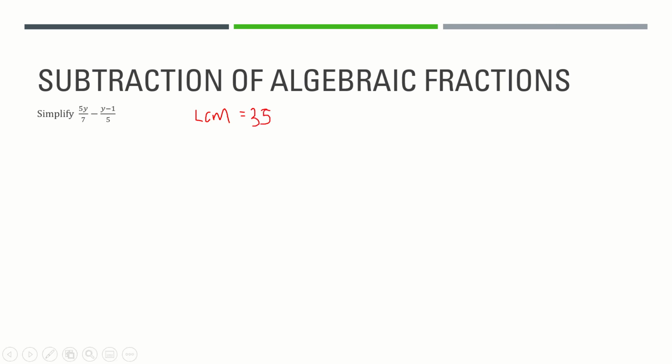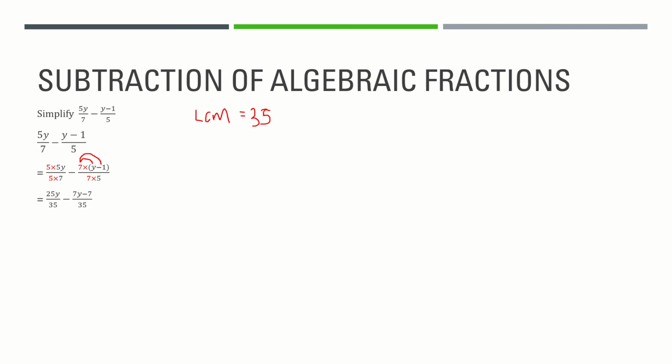Okay, so we need to multiply 5 to the left fraction and 7 to the fraction on the right. Because you're multiplying 7 to the fraction on the right, you will put brackets first because you have two terms to multiply with. Simplify them. So 5 times 5y gives you 25y over 35 minus, here applying the rainbow method, 7 times y gives you 7y, and then 7 times negative 1 gives you negative 7 over 35. So now the fractions have the same denominator.